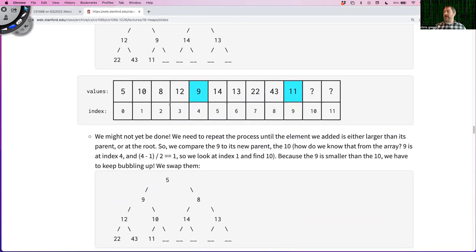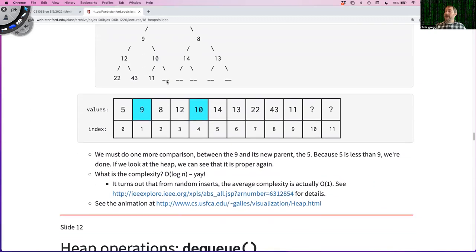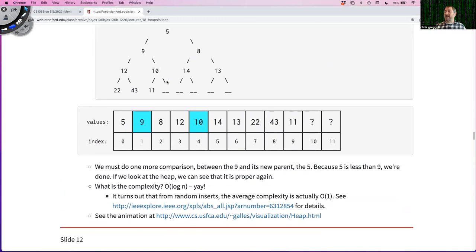So at this point, we've gotten down to here, and we've said, okay, I just swapped the 9 and the 11. Let's look at 9's parent. How do you find 9's parent? You say, okay, 4 minus 1 is 3. 3 divided by 2 is 1. So 9's parent is here. 9 and 10, do they need to swap? Yes, they do. So we swap the 10 and the 9. And that's what I have down here. Our heap looks like this now, by the way, and then the array looks like this. We've now swapped 9, but we're not done yet.